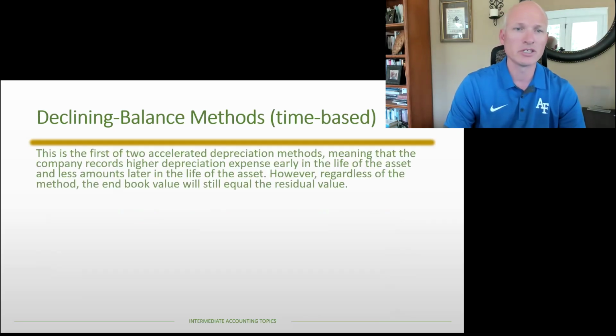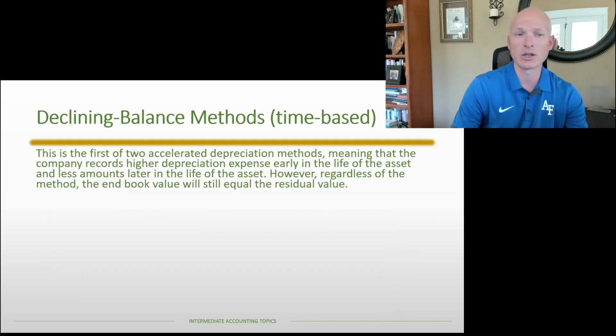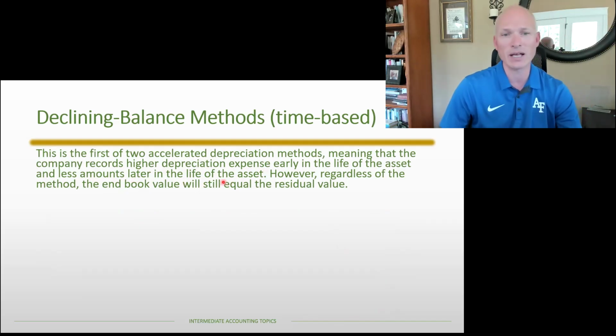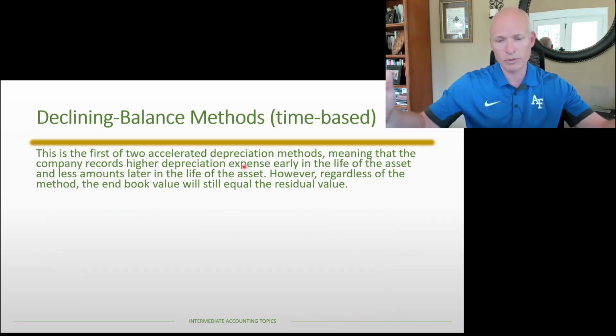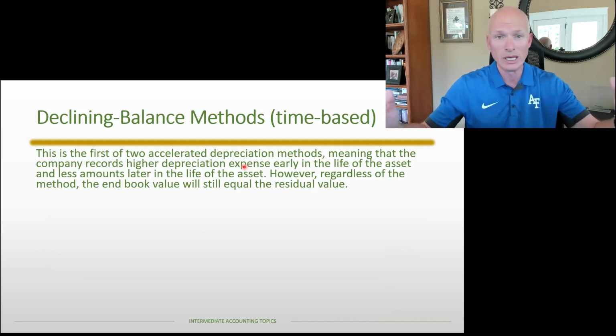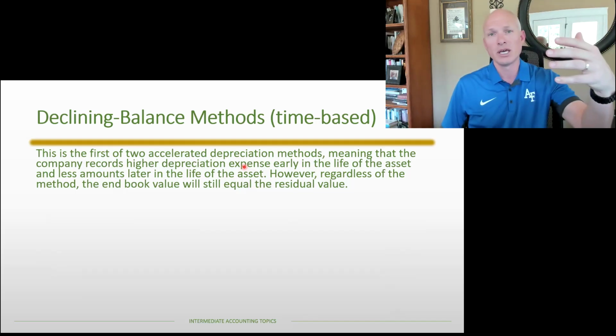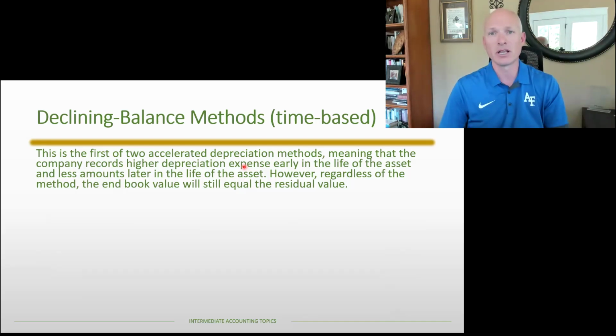Declining balance. This is another time-based one, but it's an accelerated method. With an accelerated method, you're going to have higher depreciation early in the life and then lesser amounts later in the life. And the reason why it must be lesser amounts later in the life of the asset is because the total depreciation, or the accumulated depreciation, is set to that $350,000. So we can't have any amount over that. Whether we accelerate or not, if we have more early on, it must be the case that we have less later on in the life of the asset, because the total, regardless of the method, has to be the same.